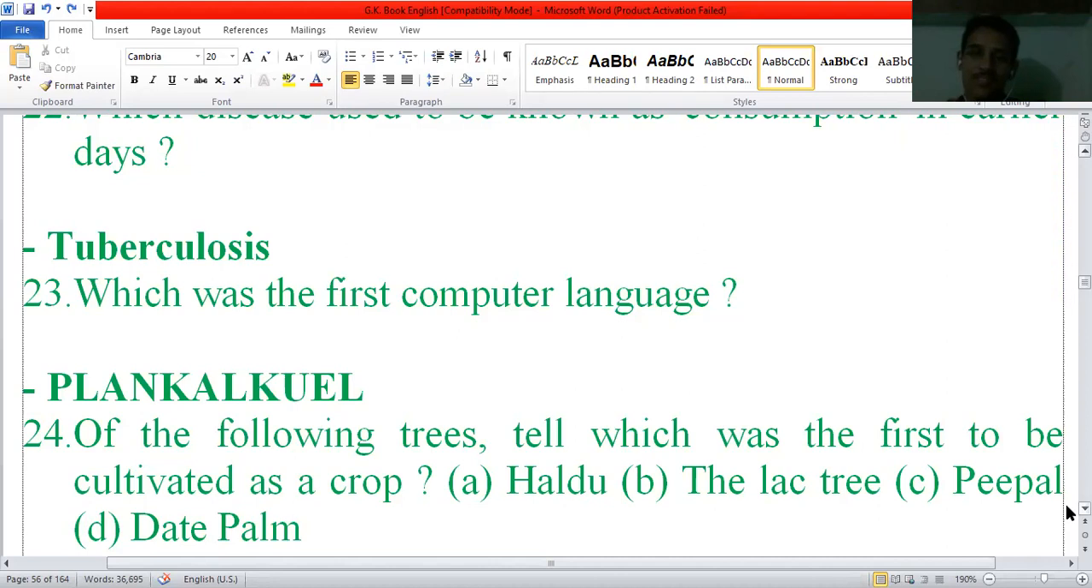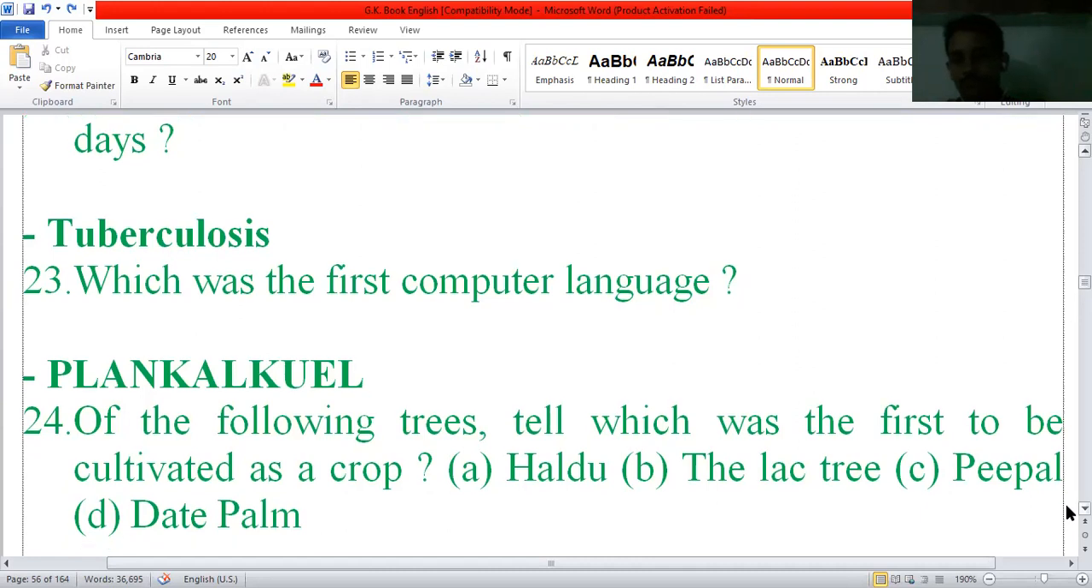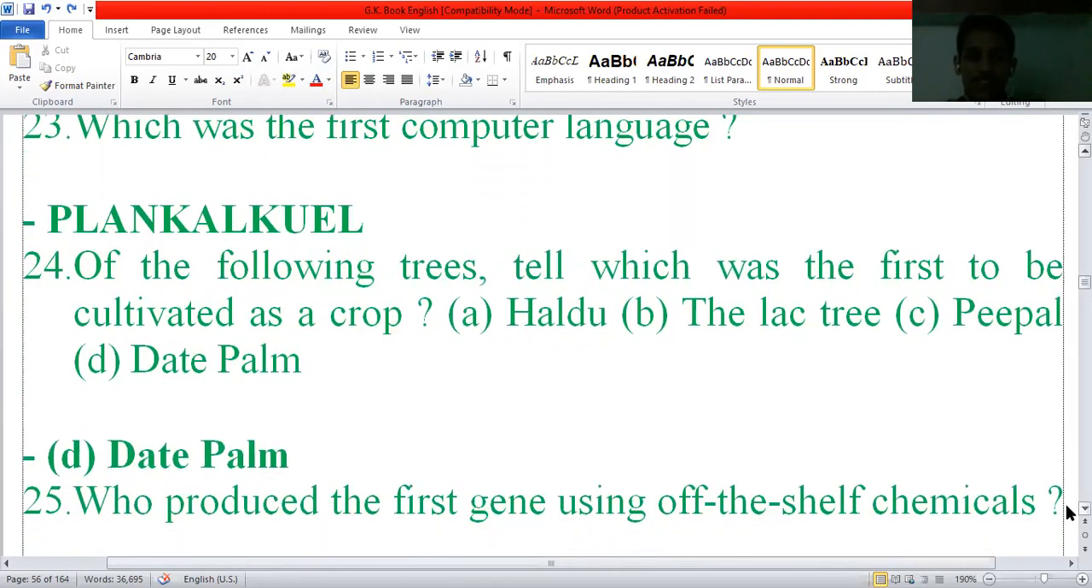Pratima Thapa and Barsha Kesi. Of the following trees, tell which was the first to be cultivated as a crop. Haldu, the lac tree, peepal and date plum. The right answer is date plum.